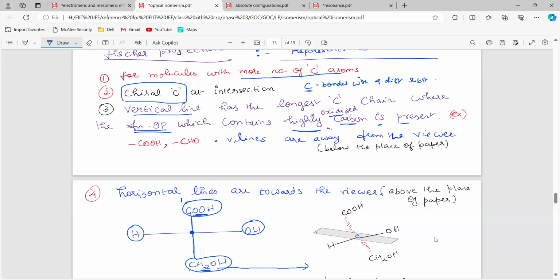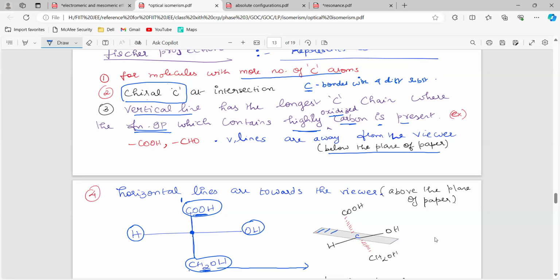So these two are actually away from the viewer. So how do I start projecting in Fischer projection? Number 1, you have to fix your chiral center at the middle, at the intersection. Number 2, the vertical line will have the longest carbon chain. Number 3, the highest oxidized one will be at the first, followed by the lowest. Then what does it mean? It means that they are away from the projection, away from the viewer. That means they are below the plane of the paper.